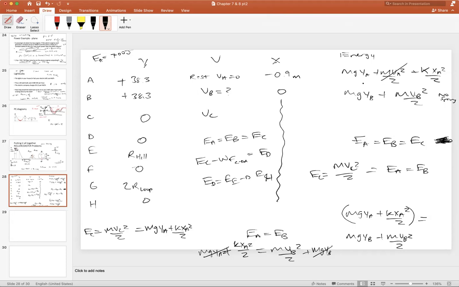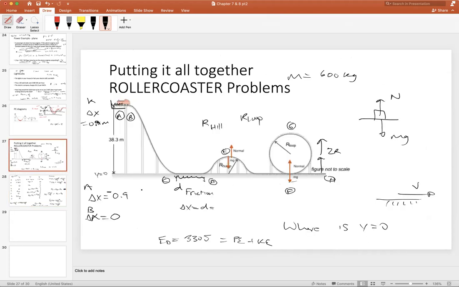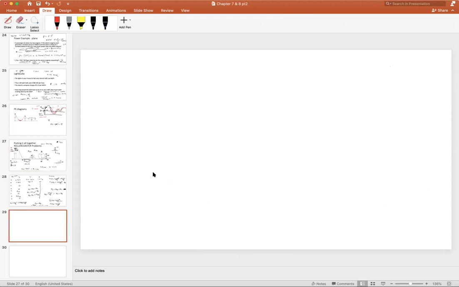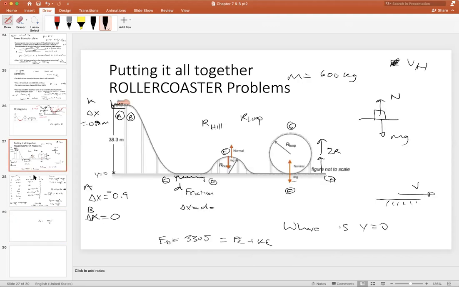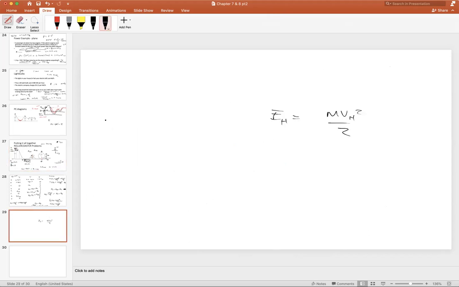Which is another thing that makes this really nice. If I gave you all this and then I asked, what is the energy or the velocity at H, and that's all I asked you. I didn't ask you for any of this. The energy at H is mvh squared over 2. And let's say there is no friction. Imagine there was no friction. So the energy at A was kxa squared over 2 plus mgya.